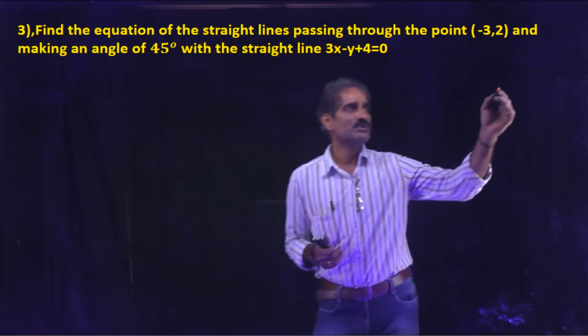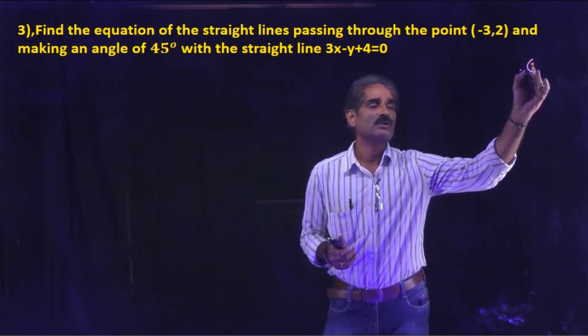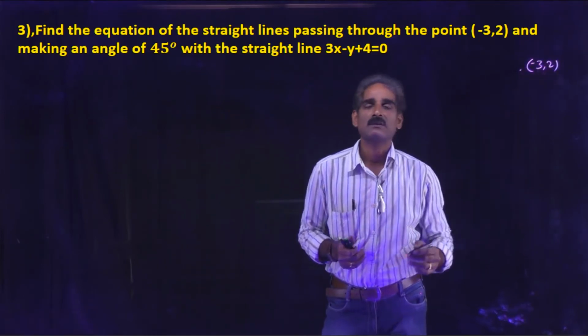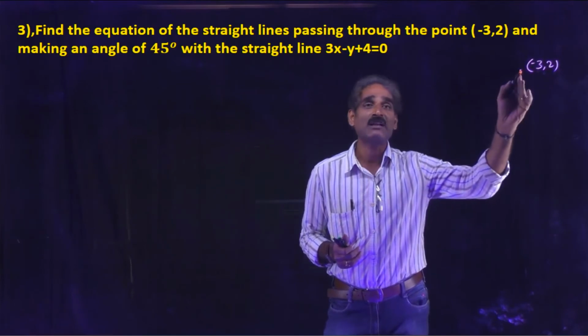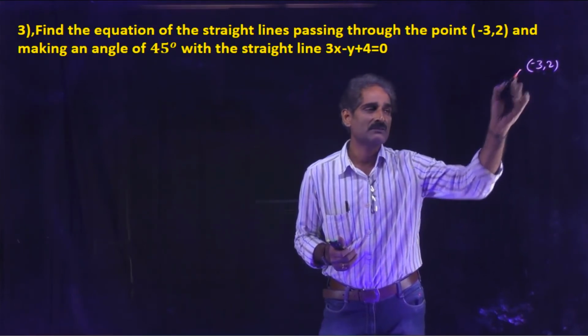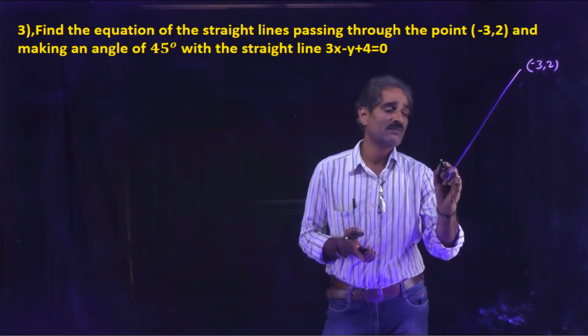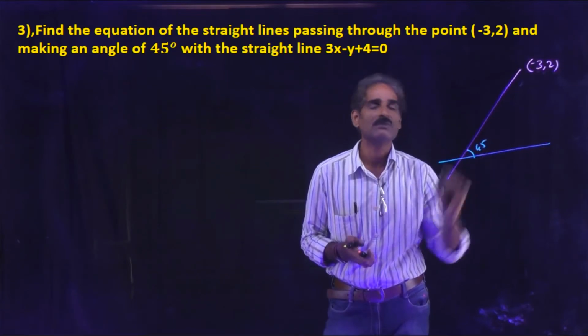So suppose this is the position of the point. What is the point? (-3, 2). Find the equation of the line passing through this point and making an angle of 45 degrees to another line. Suppose this is the line. This makes an angle of 45 degrees with another line. Suppose this is the angle made by the line.